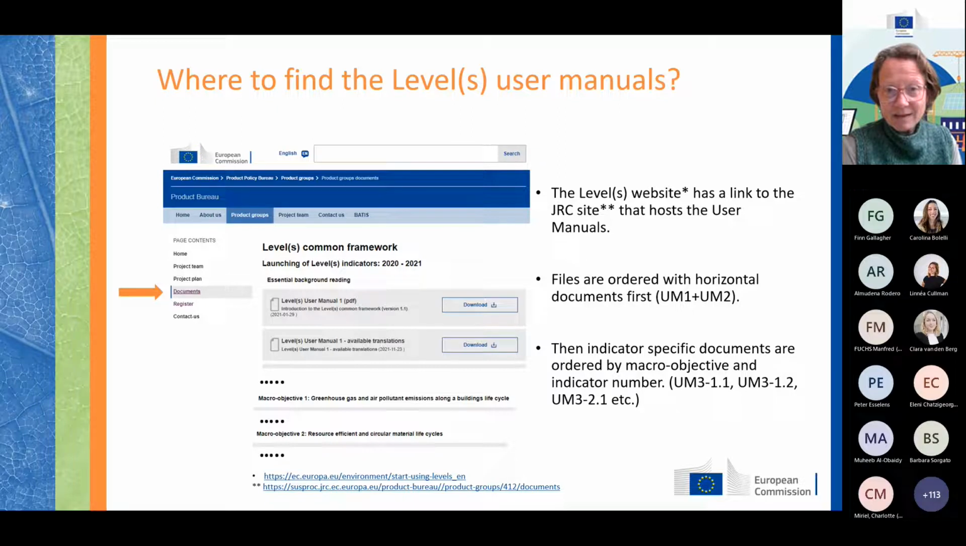Then the following user manuals, which are indicator by indicator, come in the same order as they are in this matrix that I showed you before. It means that there are 16 indicators, and there are 16 indicator-specific user manuals. They are all gathered here in this place. The two horizontal user manuals are available in all EU languages, and those which are indicator-specific, we have in 6 different languages.